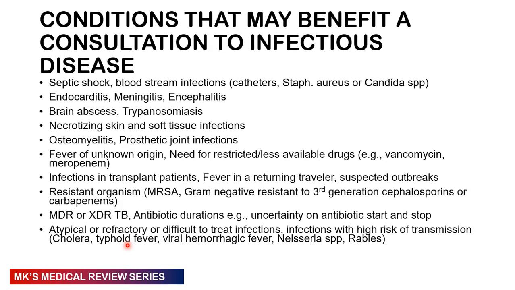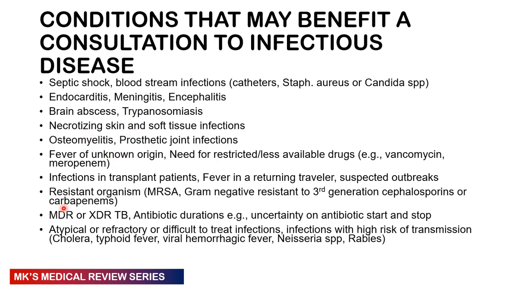Now, there are some conditions that may require you to get a consult from the infectious disease unit. It includes things like septic shock, bloodstream infections, which could be as a result of catheters, Staphylococcus aureus infections, Candida species, endocarditis, meningitis, encephalitis, brain abscesses, trypanosomiasis, necrotizing skin and soft tissue infections, osteomyelitis, prosthetic joint infections, pyrexia of unknown origin or fever of unknown origin, and restricted use of drugs or drugs that are not so available, for example vancomycin and meropenem, the much stronger drugs. Then you'd have to consult the infectious disease unit.